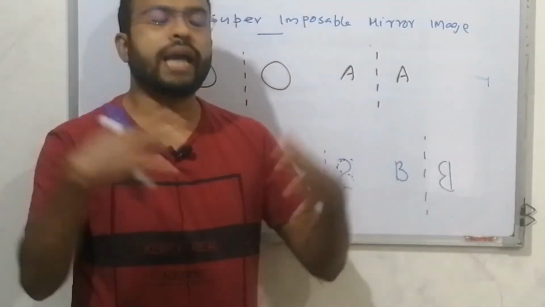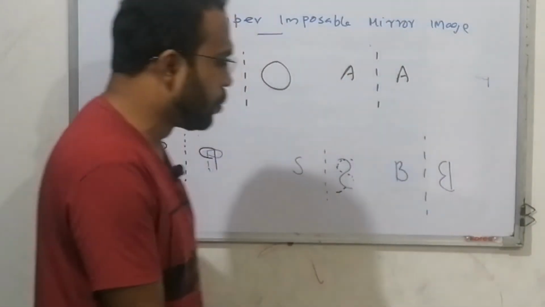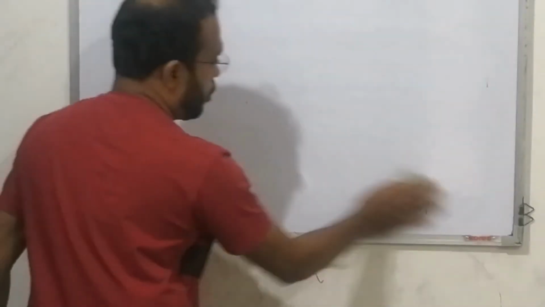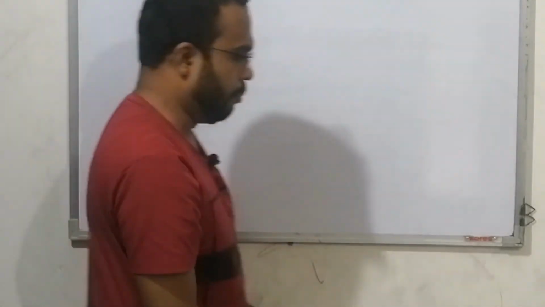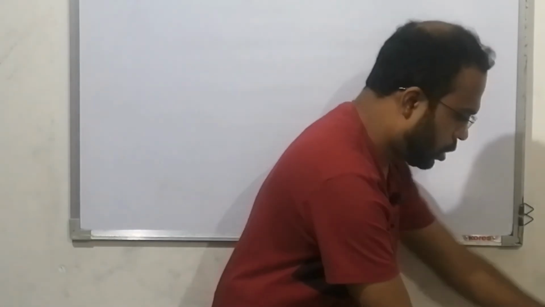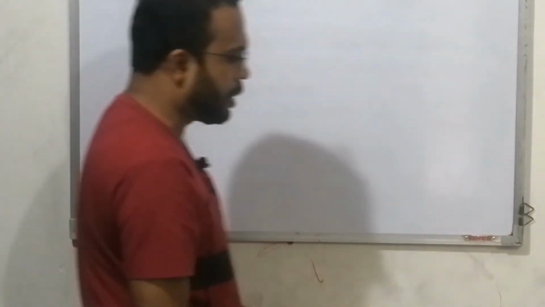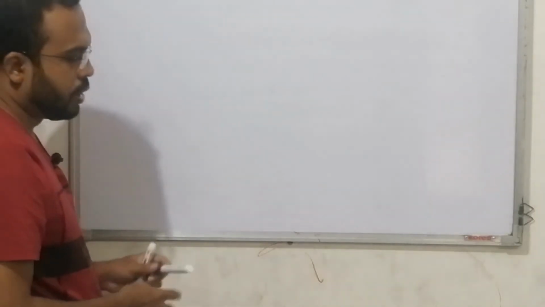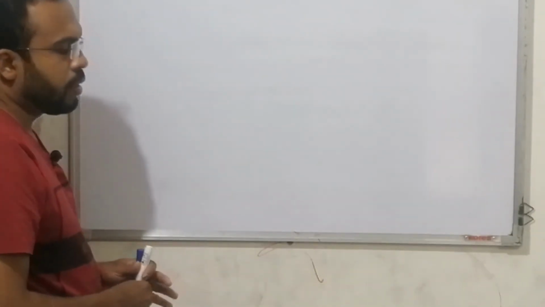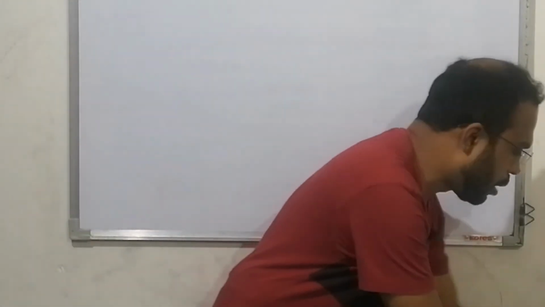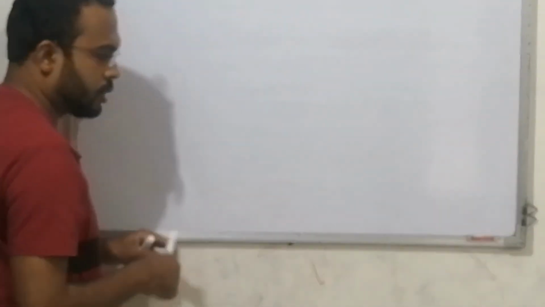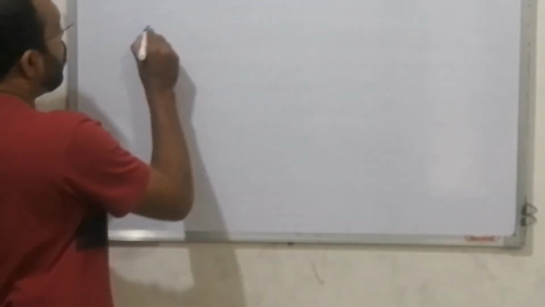Therefore, optically active molecules have non-superimposable mirror images. They have chiral centers, and they have no center of symmetry or plane of symmetry. Okay, this is all about it. I will give you some examples for chiral center. How many chiral centers are here? How many chiral centers?